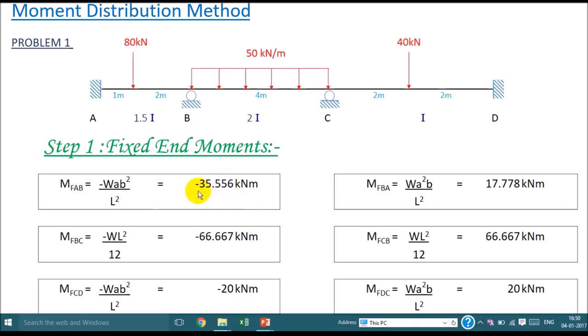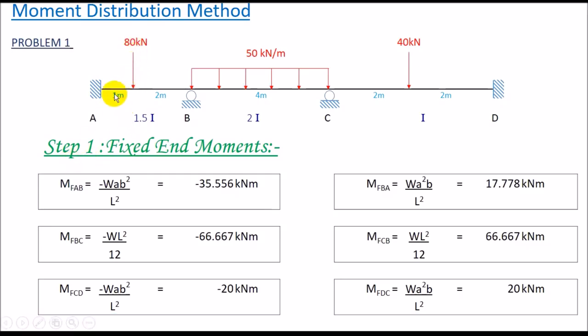Now the reason that I've put a minus sign here is that, as per my convention, anti-clockwise is negative. If you see this 80 kilonewton load, it will try to sag my beam, sag this portion AB like this. It will bend in this manner, and there will be an anti-clockwise resisting moment formed here, and anti-clockwise, as per my sign convention, is negative. That is the reason I've taken a negative sign here.